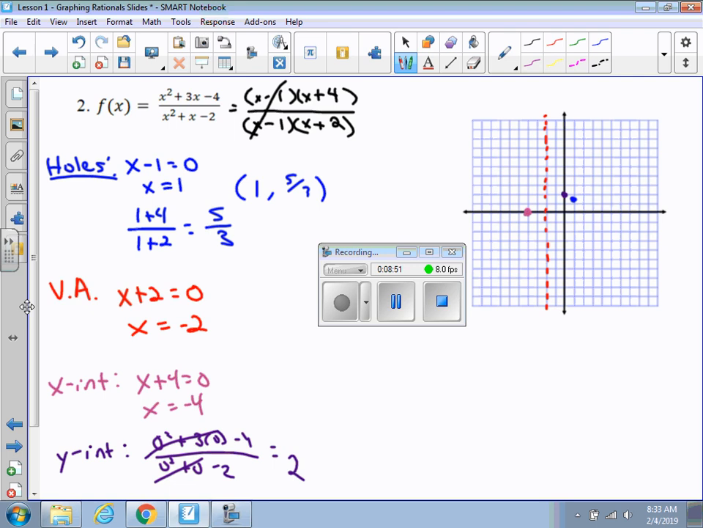Okay, and now we got to figure out our horizontal asymptotes. Notice that we have the same degree, so that means same, simplify. 1 over 1 is 1, so we have a horizontal asymptote at y equals 1. So that's going to be right here. Okay, and we can kind of already see that curve for our top part, and we're just going to mimic that for our bottom left.